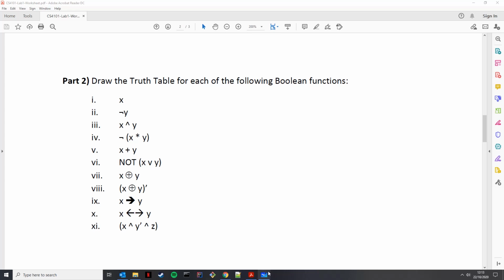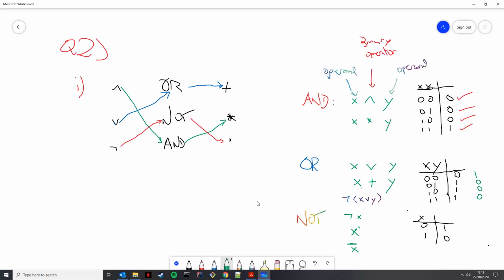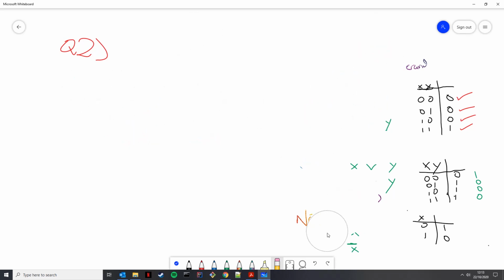Okay, so for part 2 it says draw the truth tables for each of the following Boolean functions. So we just have x, not y, x and y, and so forth. So let's go through these one by one. Let's read all of these.